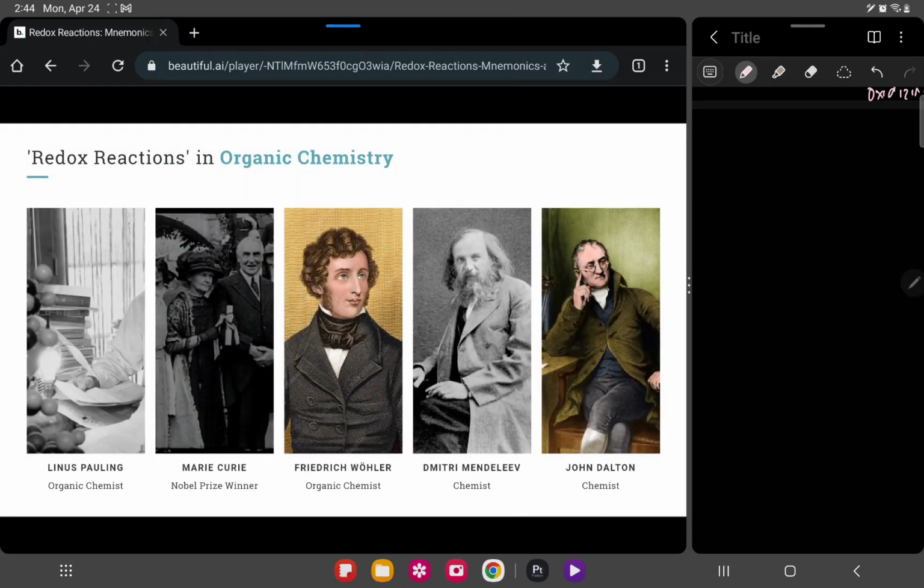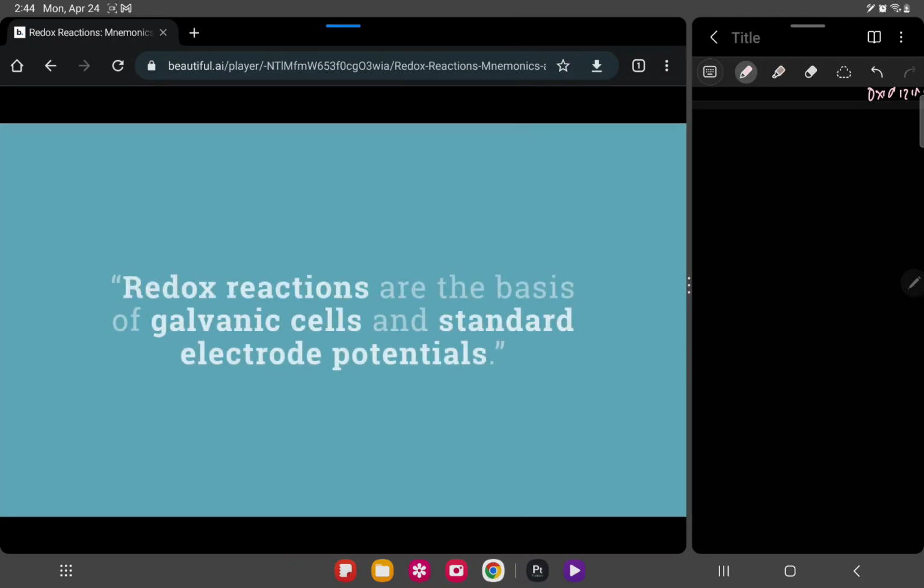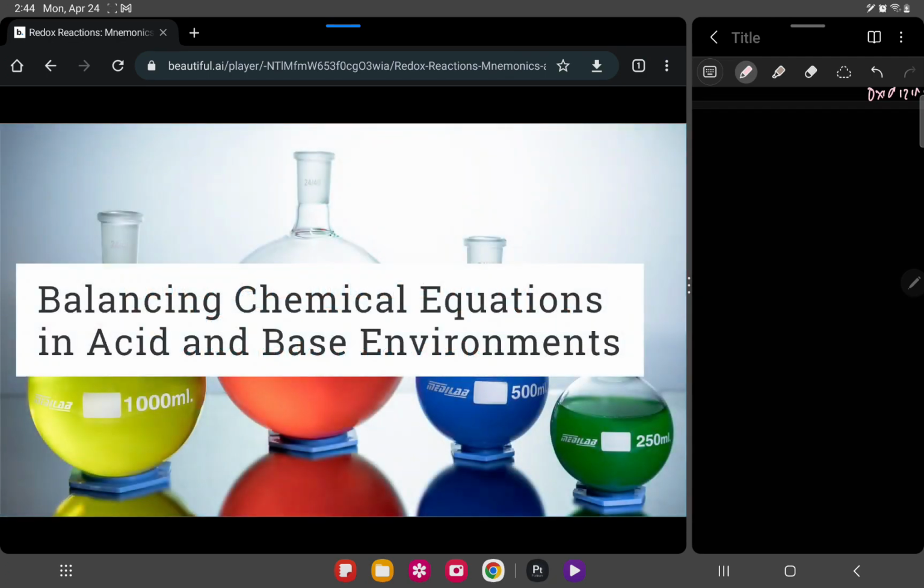Okay, so again, this is the history of the redox reaction in chemistry and how it is being used. Redox reactions are the basis of galvanic cells and standard electrode potential. So this is more of the principle of the electrochemistry discussion. So let's do balancing equations in acid and base environments.